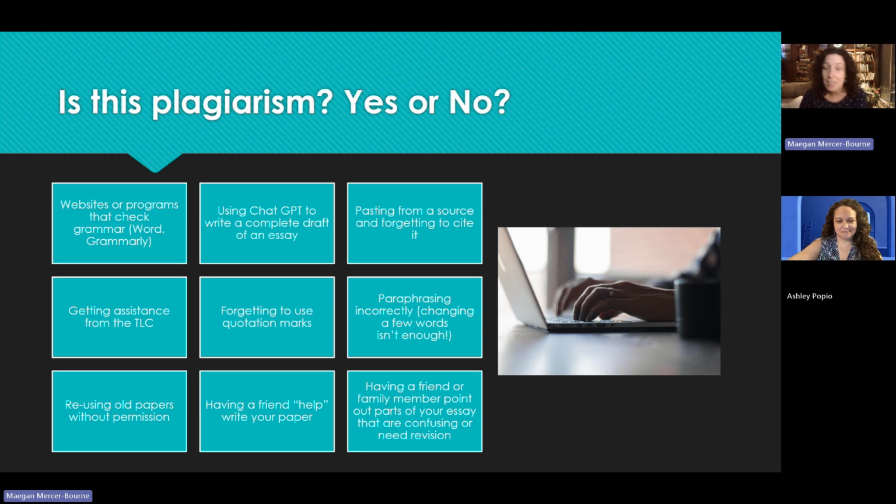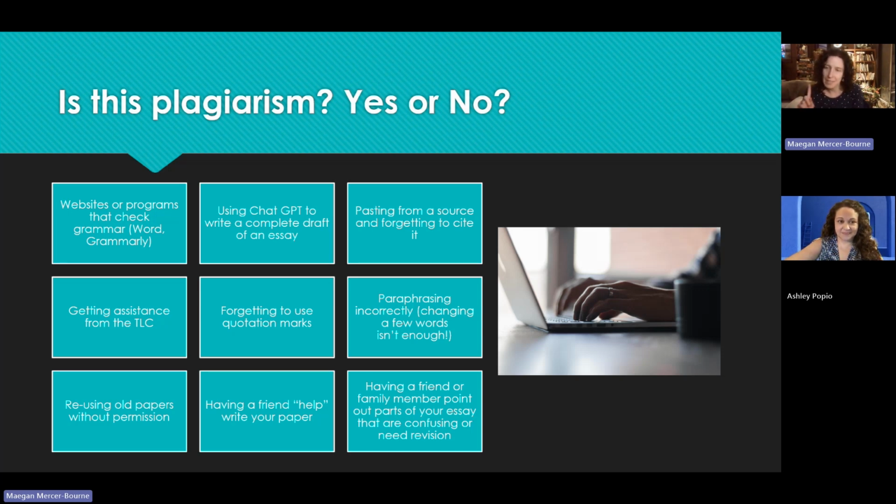All right, forgetting to use quotation marks. Well, I know that's not a good idea because then people can't tell which words are mine and which words are somebody else's. Yeah, and it may be an honest mistake, but unfortunately you can still get points taken off or even fail a paper for forgetting.